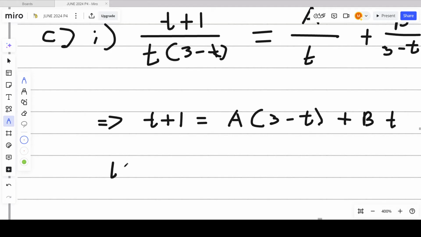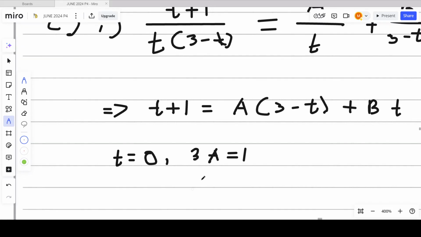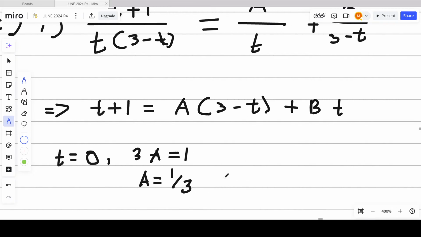Now we will substitute. At first, t equals 0. We will substitute the value of t such that one of the terms gets eliminated. That's why we choose t equals 0. So 3A equals 1. So the value for A would be 1/3, right? Okay, we got the value for A.